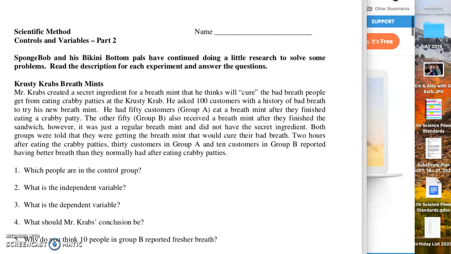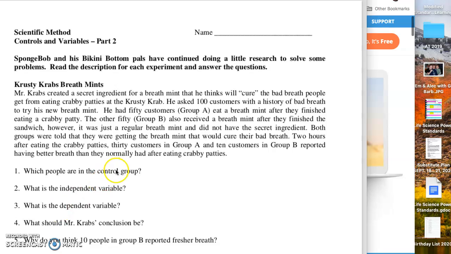along. So today you have in front of you on my screen and on your screen scientific method, controls and variables, part 2. The first part of this is very straightforward. Mr. Krabs has created a secret ingredient in a breath mint, and he takes 100 people, and 50 of them take the breath mint with the secret ingredient, and another 50 take the breath mint that was just the old breath mint with no secret ingredient, and he compares the two of those together.